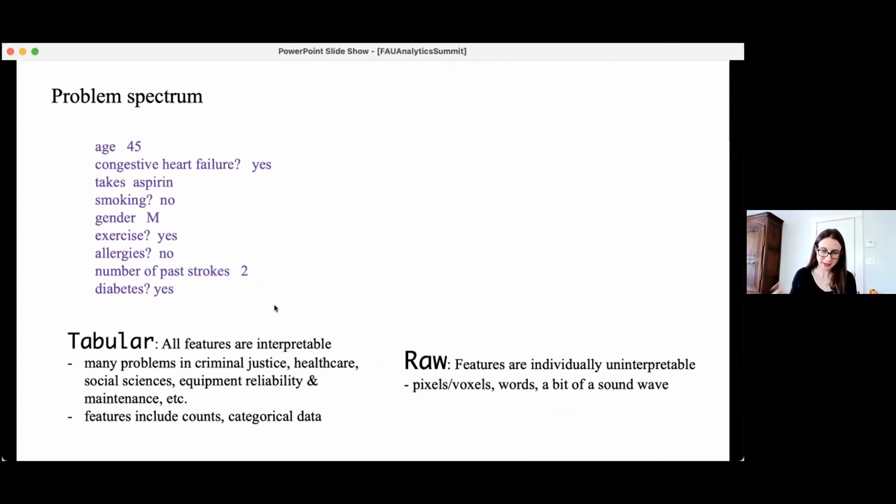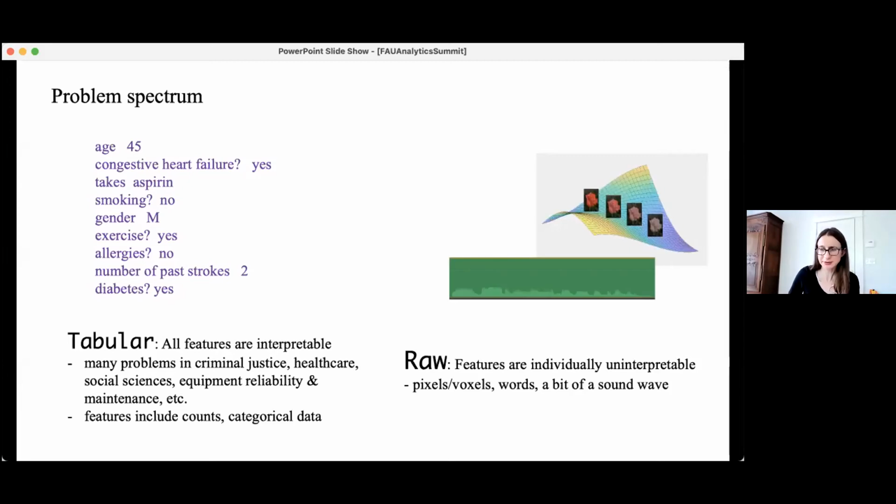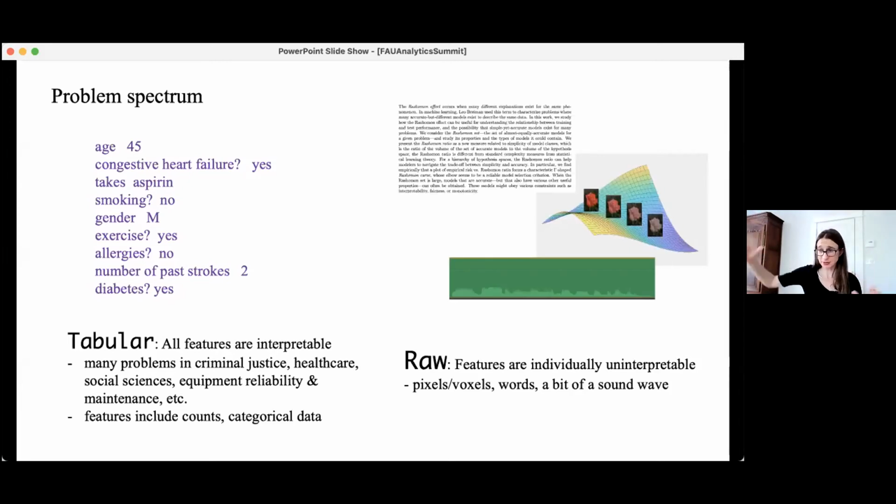That is compared to what I call raw data, which is where you've got images or sound waves or large amounts of text. If you look at one pixel in an image, that's not really going to tell you anything about what's in the image. Whereas if you know whether someone smokes, that tells you a lot about medical outcomes, for instance. So these two types of problems are very different from each other.